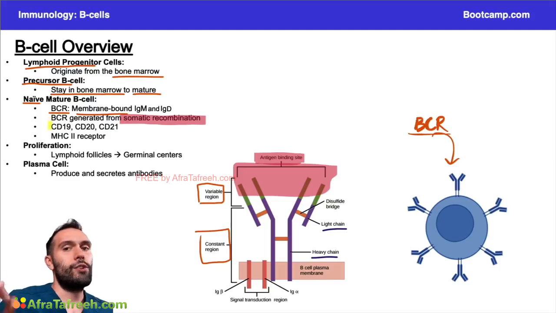Now, the other thing that I want you to keep in mind with B cells is there are usually going to be specific markers that tell you this is a B cell. In this case, CD19, CD20, CD21. These are all representative of your B cell. When you see these markers, I want you to start to think about B cells.